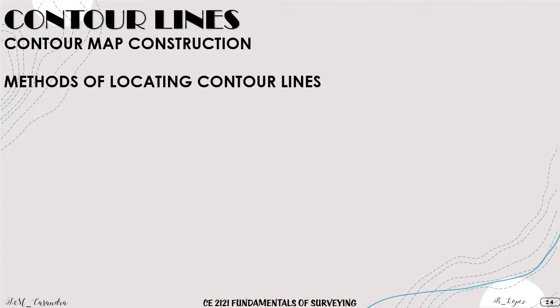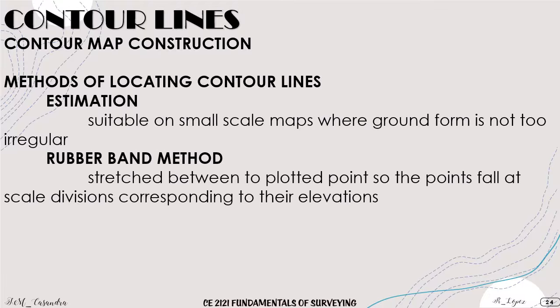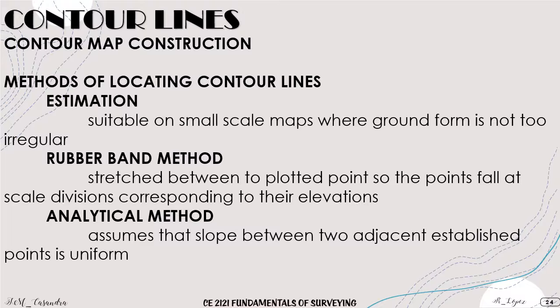So there are different methods of locating your contour lines. So this would include estimation, which is suitable for small scale maps where ground form is not too irregular. We also have your rubber band method. So we use a rubber band which is stretched between plotted points so the points fall at scale divisions corresponding to their elevations. We also have the analytical method or interpolation. So we assume that the slope between two adjacent points established is uniform.